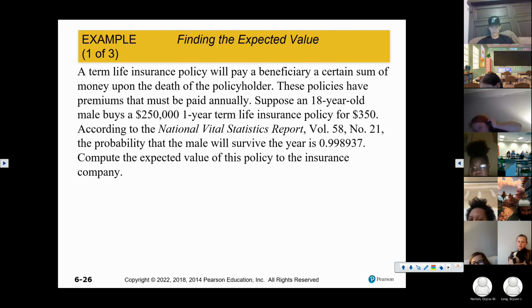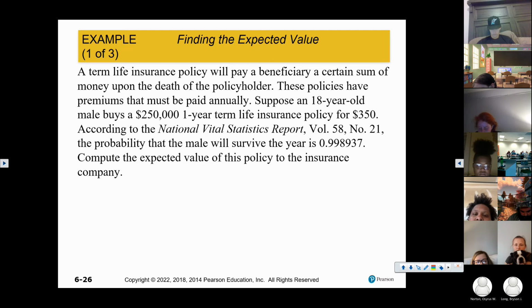So a life insurance policy will pay a beneficiary a certain sum of money upon the death of a policyholder. These policies have premiums, payments that must be paid annually. Suppose an 8-year-old male buys a $250,000 life insurance policy for 1 year for $350 for that year. The probability that the male will survive the year is 0.998937. Compute the expected value of this policy to the insurance company.